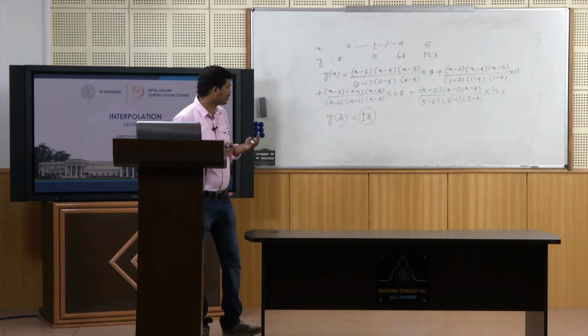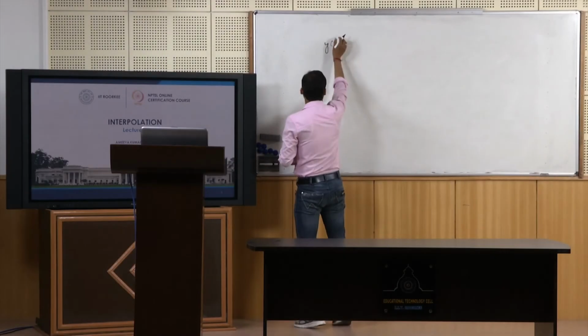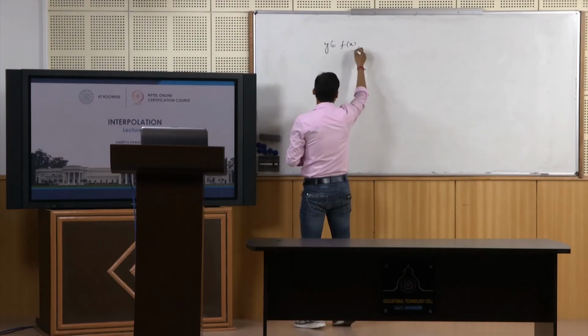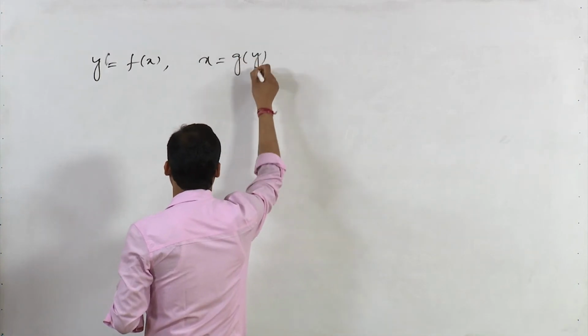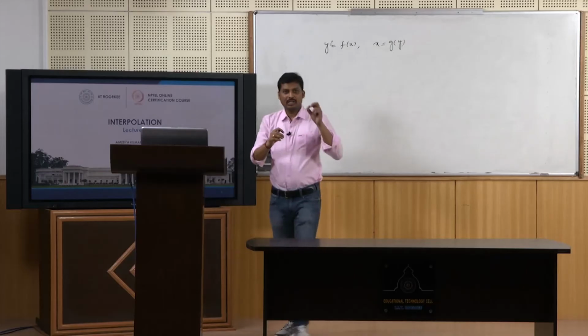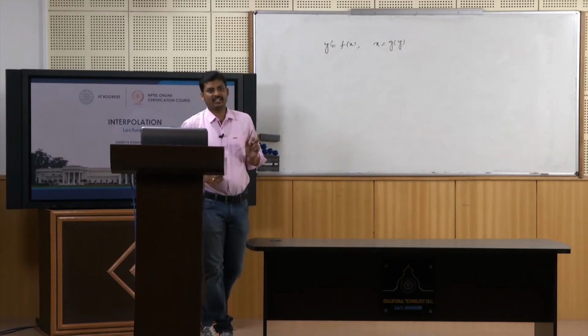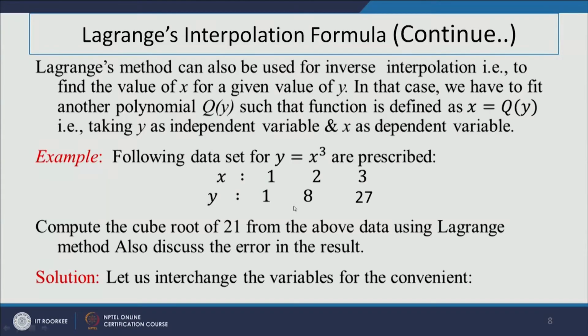So, for that we can consider another example. Suppose y equals f of x, then usually we can express it in an inverse form, x equals g of y, to find these values at the tabular points if a function is prescribed to us. The following data are prescribed here: y equals x cubed, with x at the points 1, 2, 3, and y values given as 1, 8 and 27. The question is asked to compute the cube root of 21 from the above data using Lagrange's method, and also discuss the error associated in that formulation.